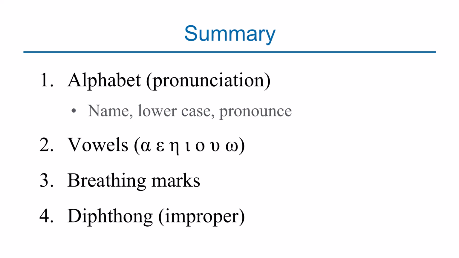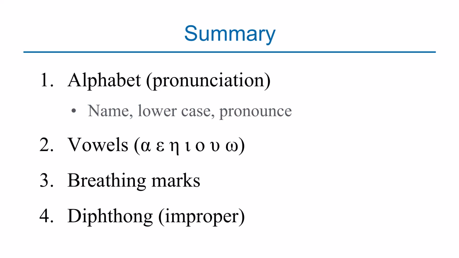So this is a summary of what we've looked at in this lecture: the alphabet, how to pronounce the letters, and how to write the letters. Remember, our focus in Greek is on the lowercase, the small letters. We look at the name of the letter and how to pronounce the letter and how to write the letter. We looked at the vowels as well, and we said there are 7 vowels in the Greek alphabet.